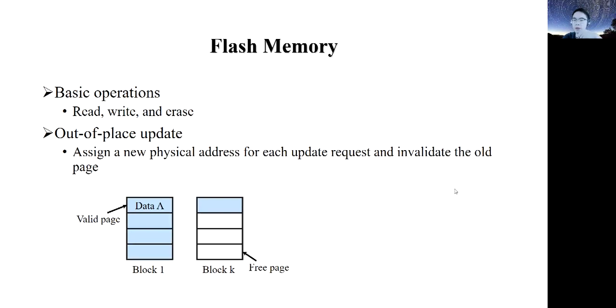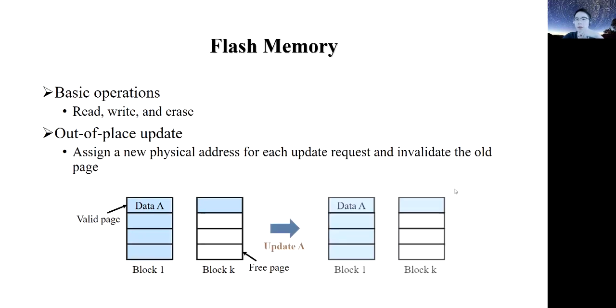Flash memory has three basic operations, including read, write, and erase. Read and write are performed in units of page, and the erase operation in units of block. Flash adopts the out-of-place update mode, which requires allocating a new free page for an update request and invalidating the old page. For instance, if we update data A in block 1, a free page in block K will be allocated for the new A, and the original old A in block 1 will be invalid.